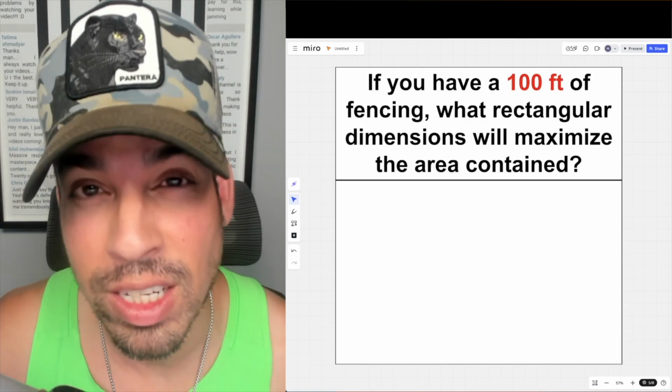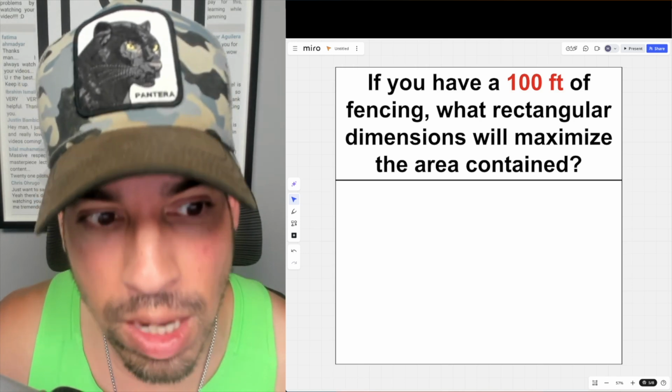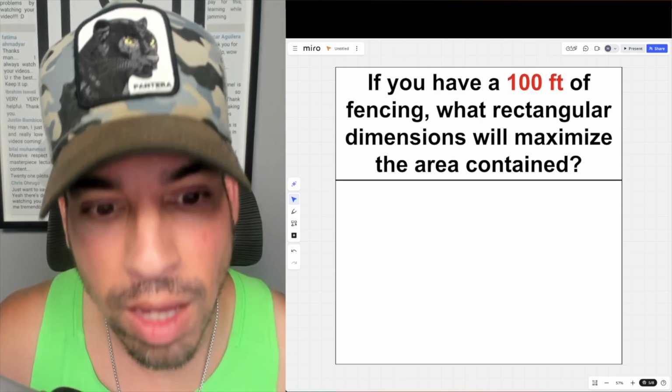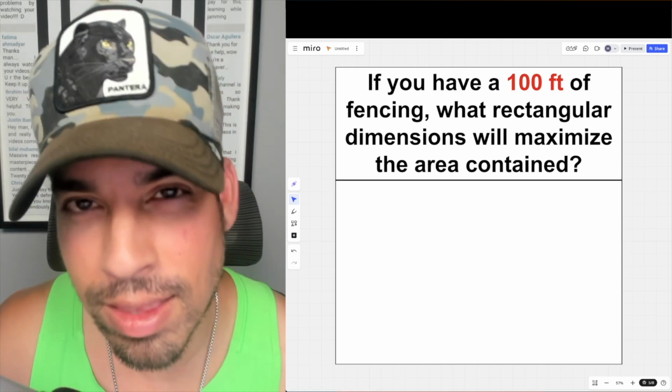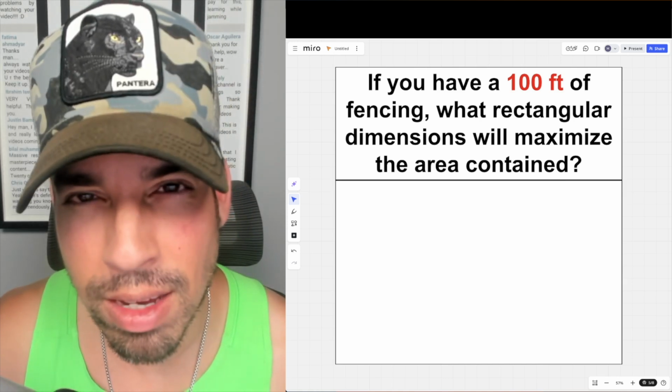In this one, the question is as follows. If you have 100 feet of fencing, what rectangular dimensions will maximize the area contained? Hit that pause button and see if you can figure it out. When you're ready, hit play, and I'll give you the explanation.